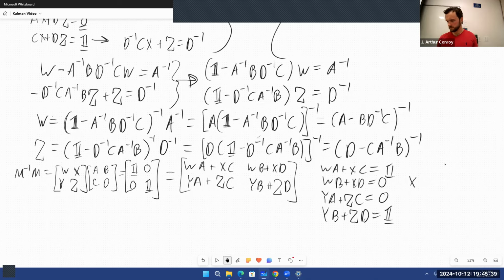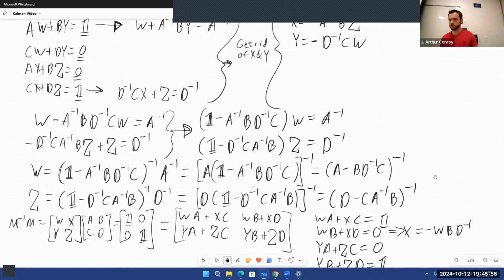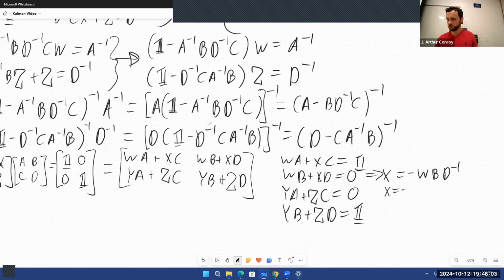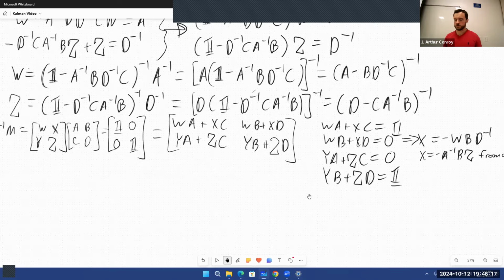Negative w, b, d inverse. Cool. From this equation. And then from above, we can also say it's equal to negative a inverse bz. Cool. So that means WBD is equal to A inverse. Instead of saying it, just write it. I'm getting a little tired.